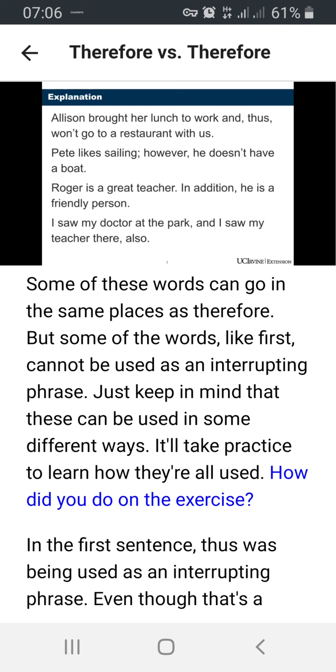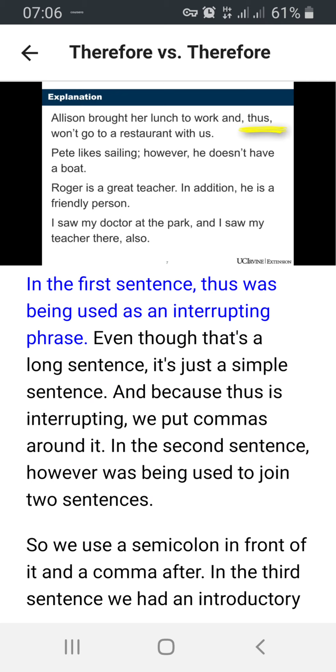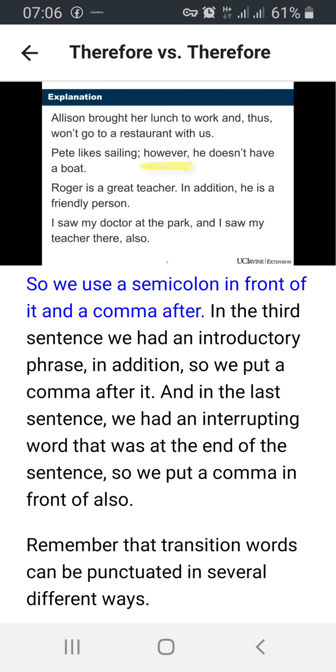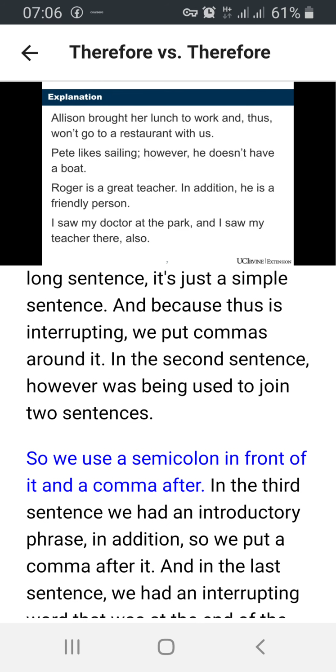How did you do on the exercise? In the first sentence, thus was being used as an interrupting phrase. Even though that's a long sentence, it's just a simple sentence. And because thus is interrupting, we put commas around it. In the second sentence, however was being used to join two sentences. So we use a semicolon in front of it and a comma after. In the third sentence, we had an introductory phrase, in addition, so we put a comma after it.